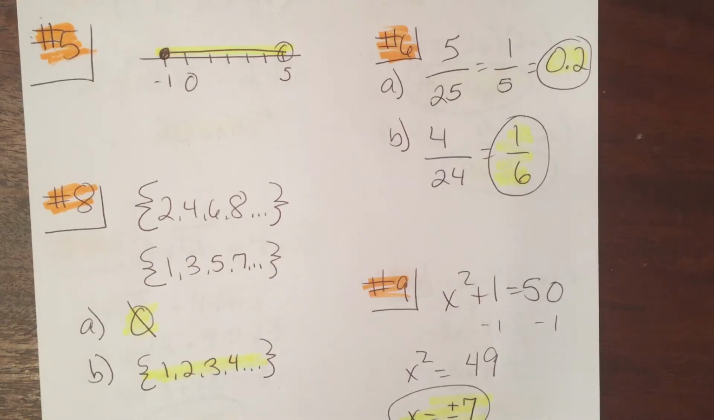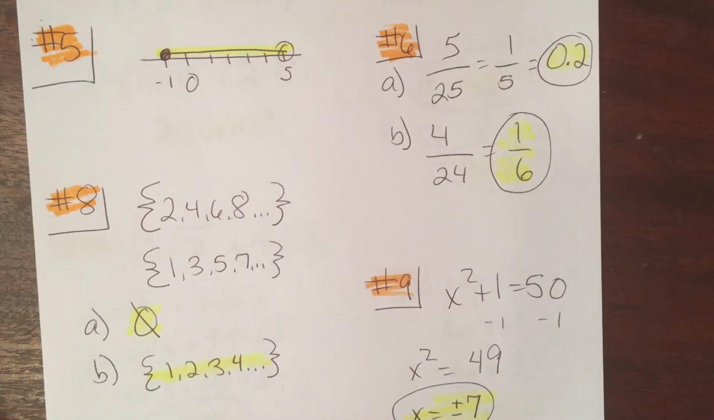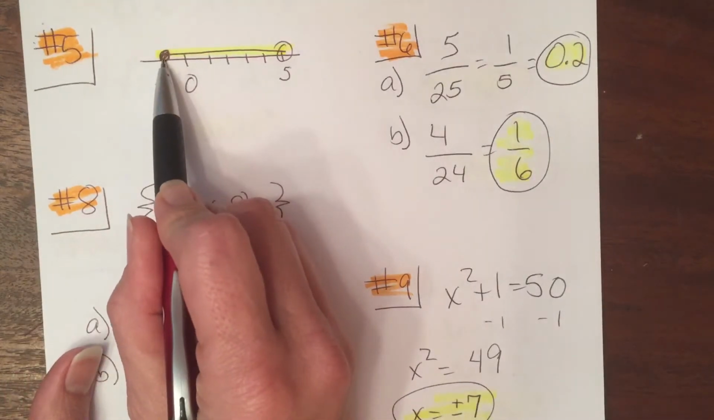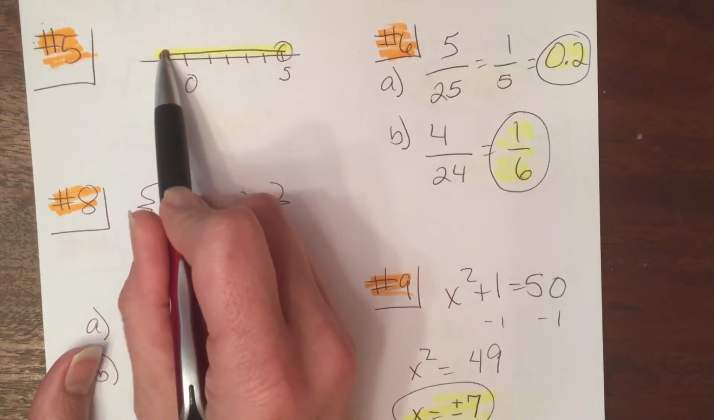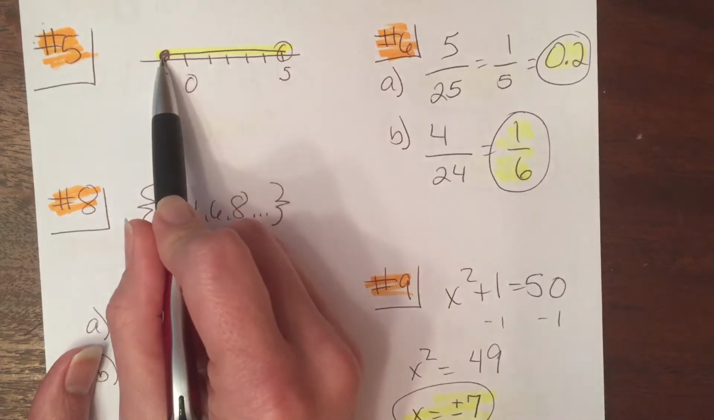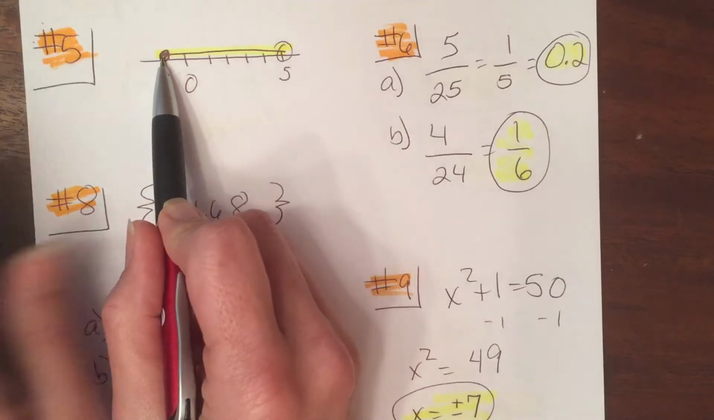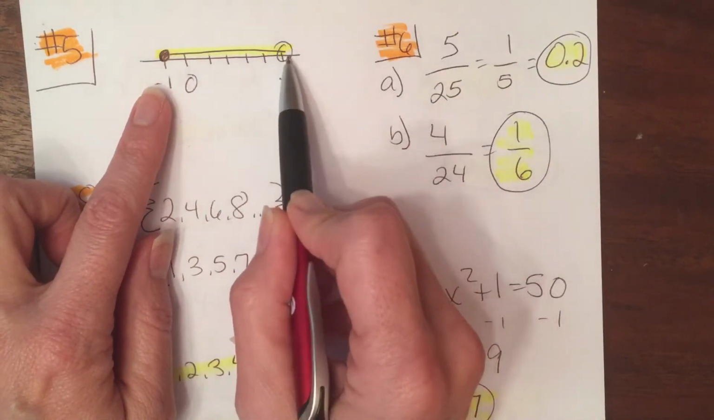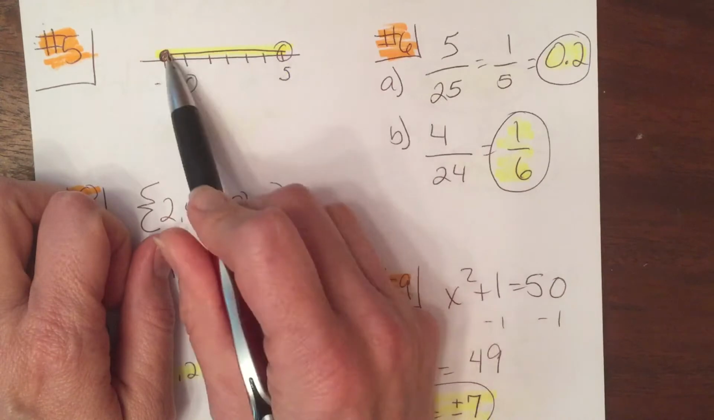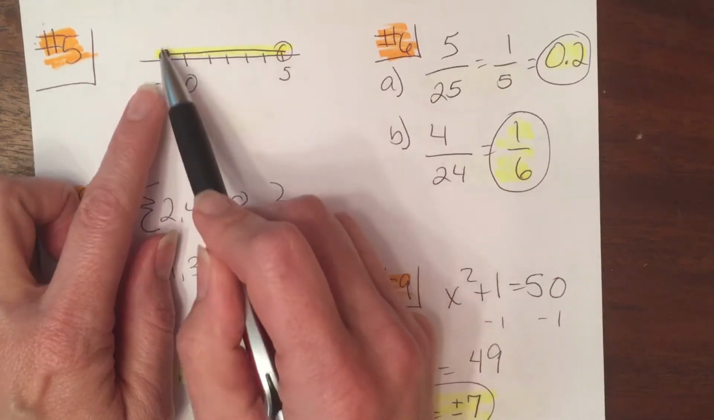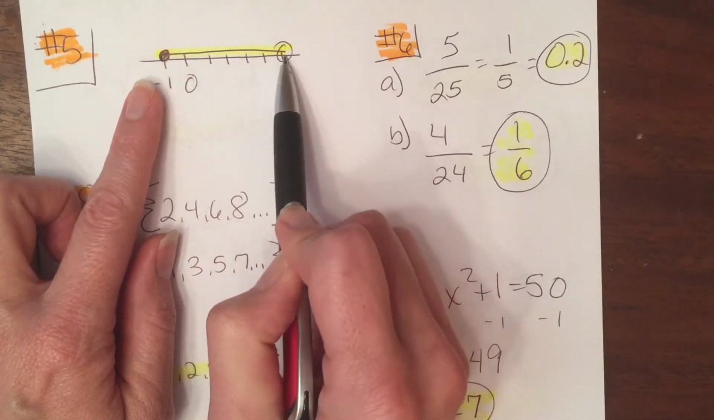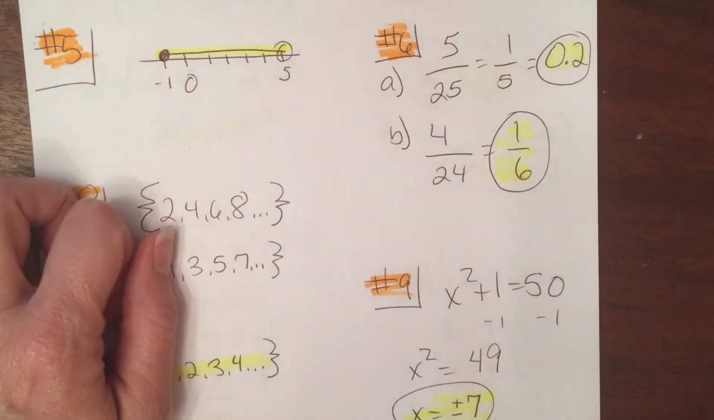Okay. So lesson 93, your first problem was number 5. It says to graph all real numbers that are greater than or equal to -1. So I made a filled in circle for -1, that are also less than 5. So I made an open circle on 5, and I can only shade the numbers between -1, including -1, and ending at 5, open circle on 5.